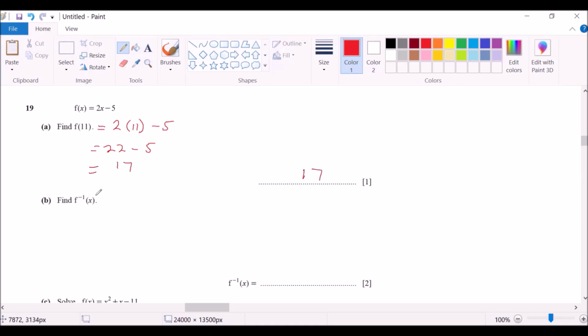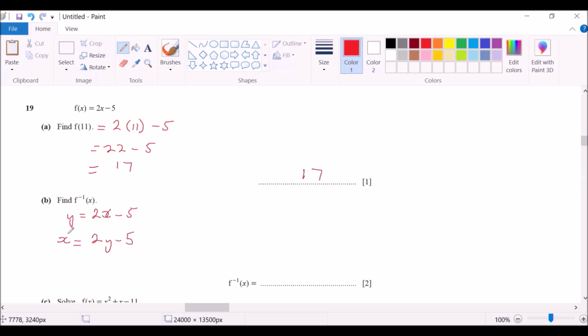Find the inverse of x, f to the minus 1 of x. So we say y is equal to 2x minus 5. Substitute f of x with y. Then we switch x and y. x is equal to 2y minus 5. Then we make y the subject of the formula.